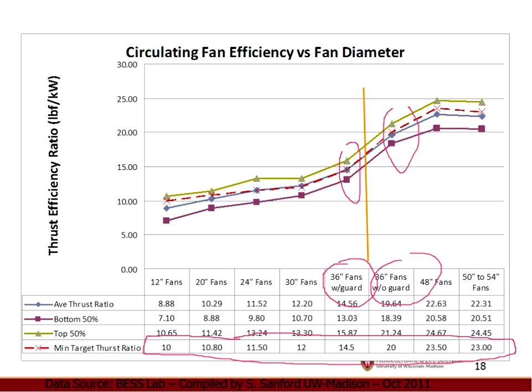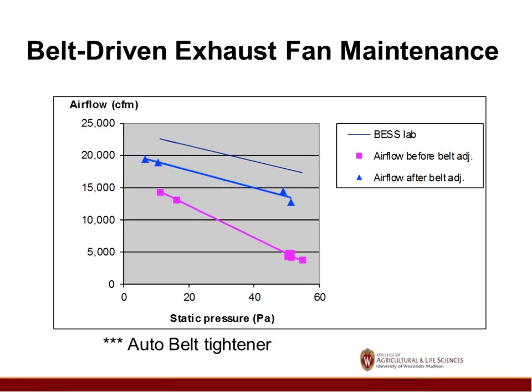We're going to be more efficient if we have a fan without a guard. And all these littler fans, they typically don't have guards, so that's why they're lower. So that's just something to keep in mind if we're using stirring fans. But without a guard, they have to be high up out of the way.